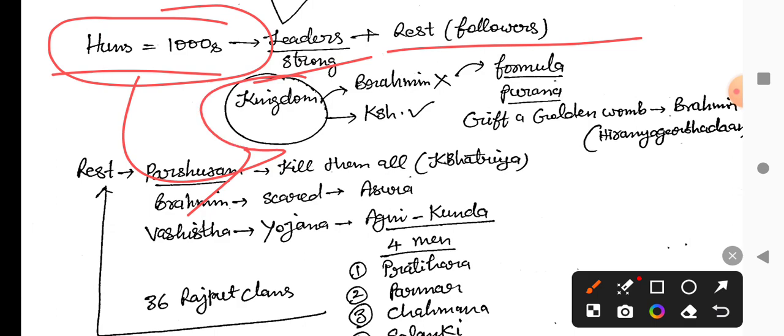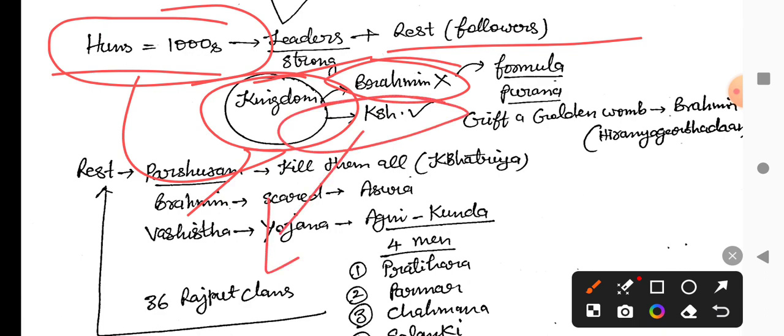These leaders established a kingdom, and they were divided into Brahmins and Kshatriyas. Brahmins were not sovereign; Kshatriyas were sovereign. Brahmins only had the responsibility of making a formula for how to regulate the state.